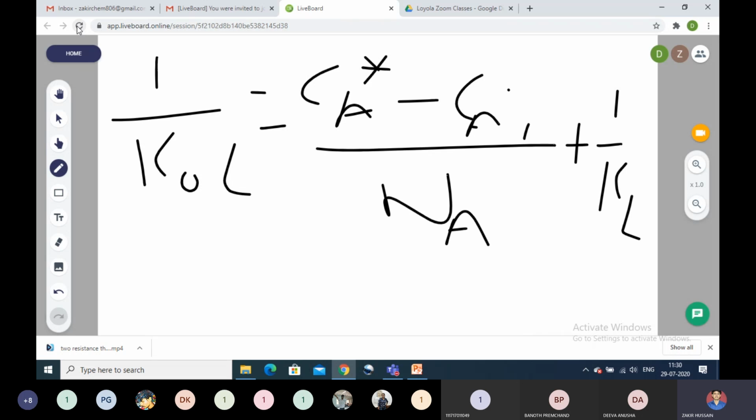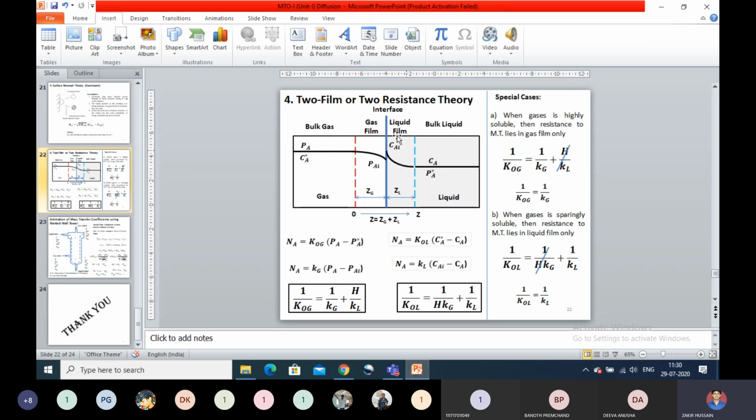Now see, for the concentrations, Ca star, the equilibrium concentration in terms of partial pressures: from Henry's law, we can write Pa is equal to H into Ca star. Here also Pa star is equal to H into Ca. From Henry's law, we can write PAI is equal to H into CAI. Nothing but equilibrium concentration expressions.